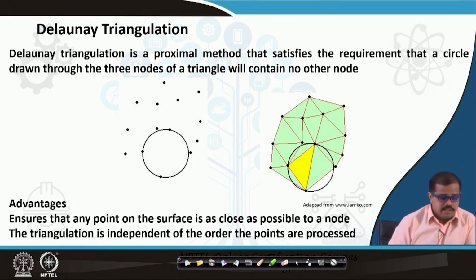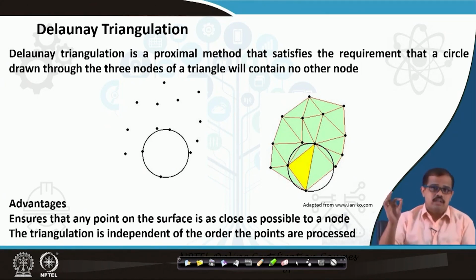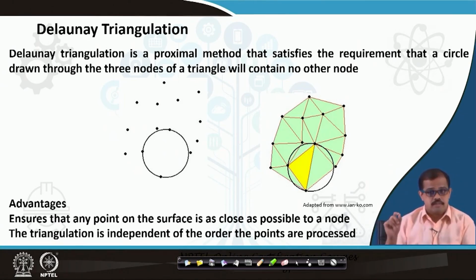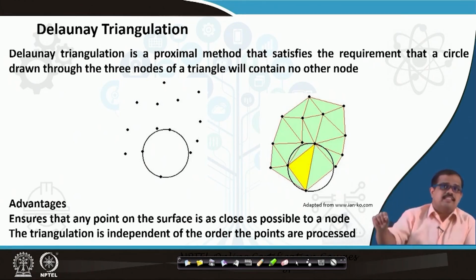And when you look at the advantages, it ensures that any point on the surface is as close as possible to a node, which means that it is giving information of every node, every surface and every point on it. The triangulation is independent of the order in which the points are processed. That is extremely important. When you look at the distance-based method, the lowest distance is connected first and the highest distance last, but here we do not have that aspect.